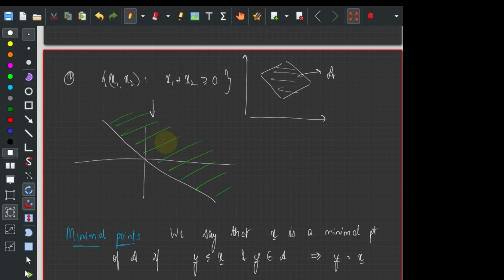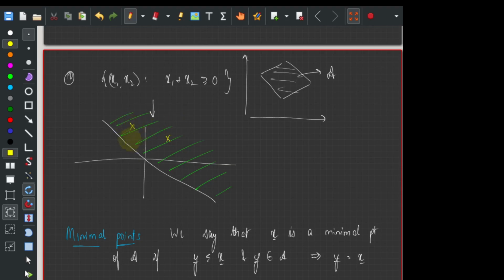So let me take any point in the interior of this set. Let's pick this point over here. Is there a point in A which is less than or equal to this particular point? Yes, there is. Can you give me a point? The origin is less than or equal to this point that I have marked in yellow.